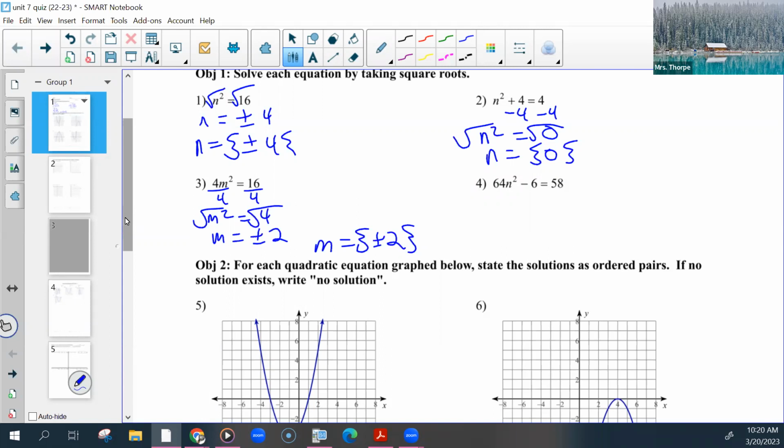So for this one, some of you took the square root first and then divided. You ended up getting the right answer, but you got lucky because that won't always work. So don't do that. Isolate your m squared first. Divide, take the square root, take the brackets. Questions on 3?